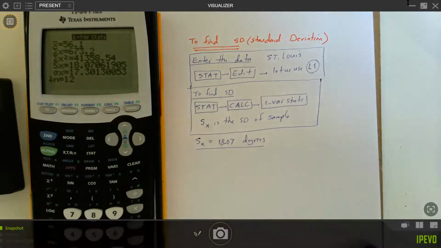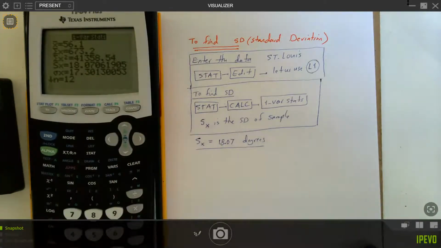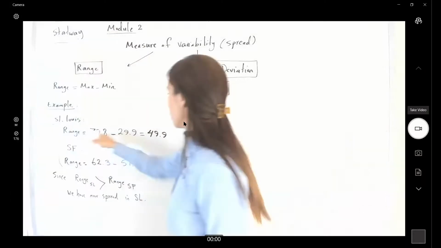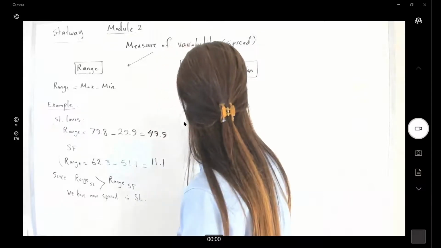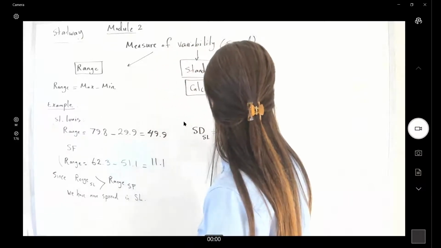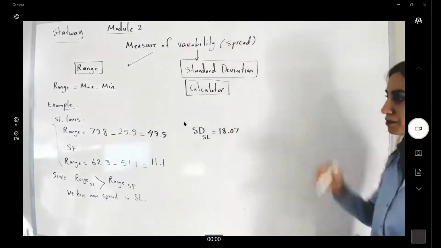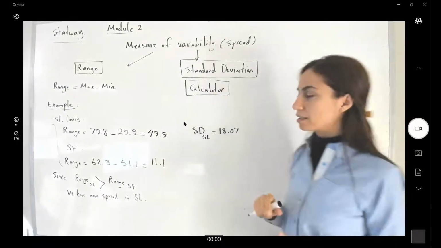So let us go to the board, enter. After entering all of this information, our calculator will write down the summary on the board to make sure we have all of them written up there. 18.7. So the standard deviation of San Luis is 18.07 degrees. So what's the difference between the range and standard deviation?